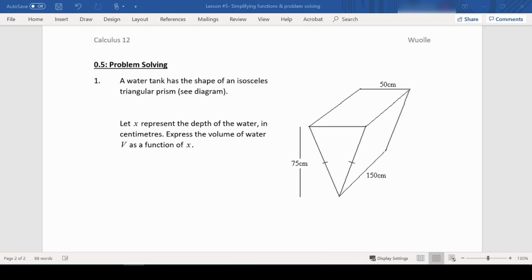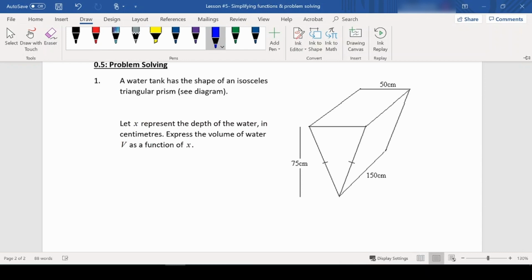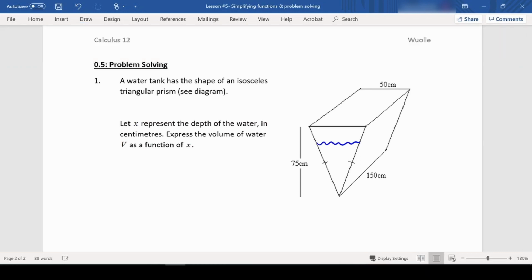The next step is problem solving. So the big problem is you can't solve the problem if you have no equation to work with. So you have to be able to write your equations, okay? So this question is: a water tank has the shape of an isosceles triangular prism, see diagram. Let x represent the depth of water. So let's draw in some water here. Okay, so x is going to be the depth of the water.